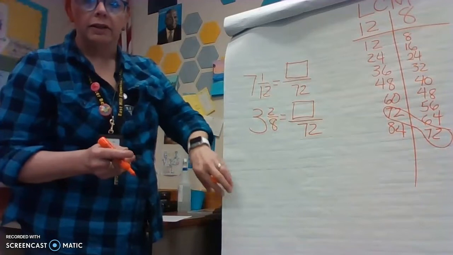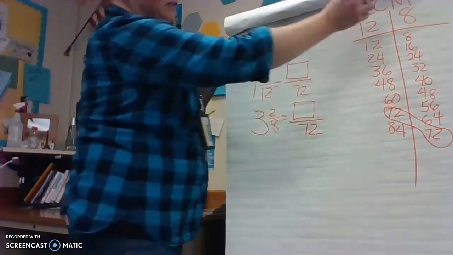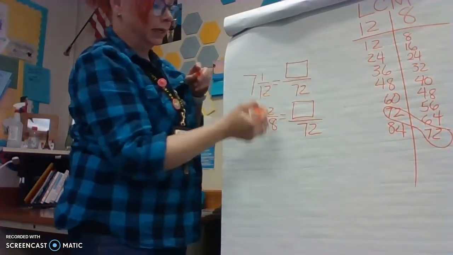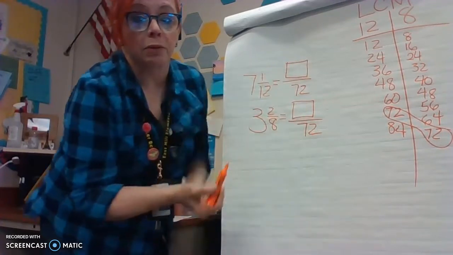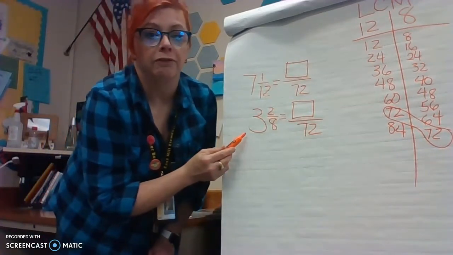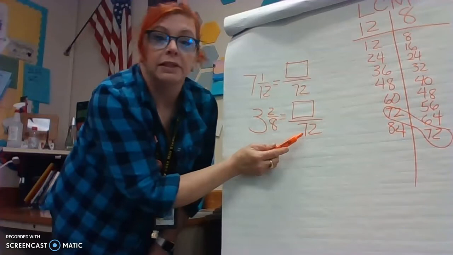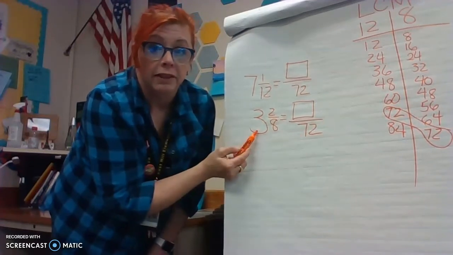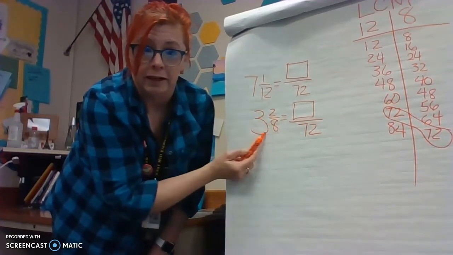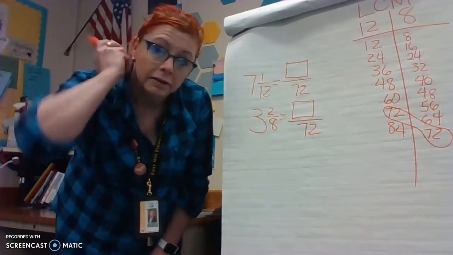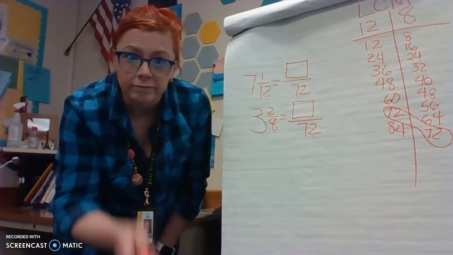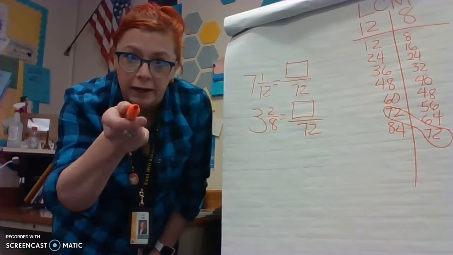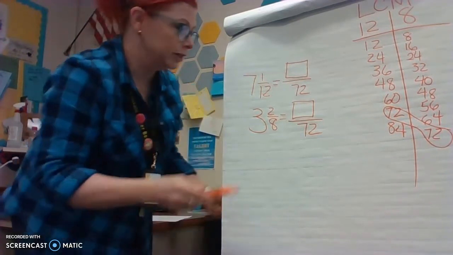All right? So our first step is least common multiple. Our second step is doing this, but what am I going to have to do before I change this mixed number into 72? What am I going to have to do? Good. That's right. Make it an improper fraction.